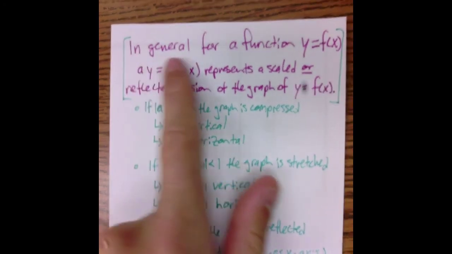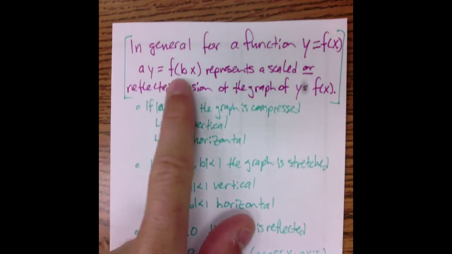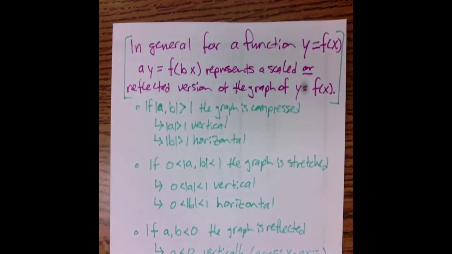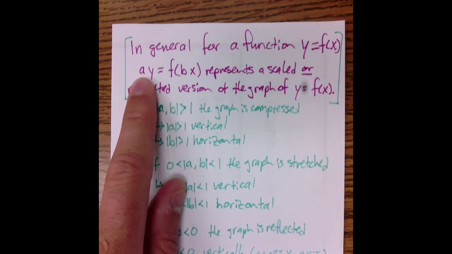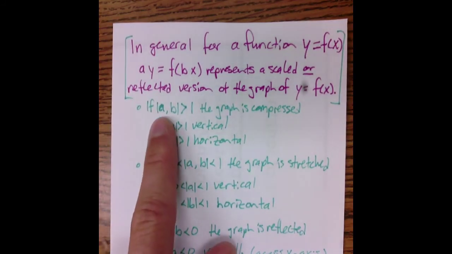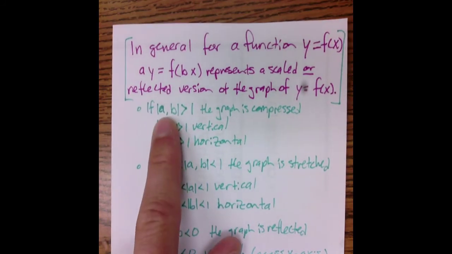So in general, for a function y equals f of x, ay equals f of bx represents a scaled or reflected version of the graph. Okay, now technically a could also be division, because remember, if I multiply by like 1/2, that's the same as dividing by 2. So that actually has a very specific place here. So the reason why I use absolute value around these a's and b's here is because the negative has a reflection happen, and I don't want to worry about the reflection right now, right?